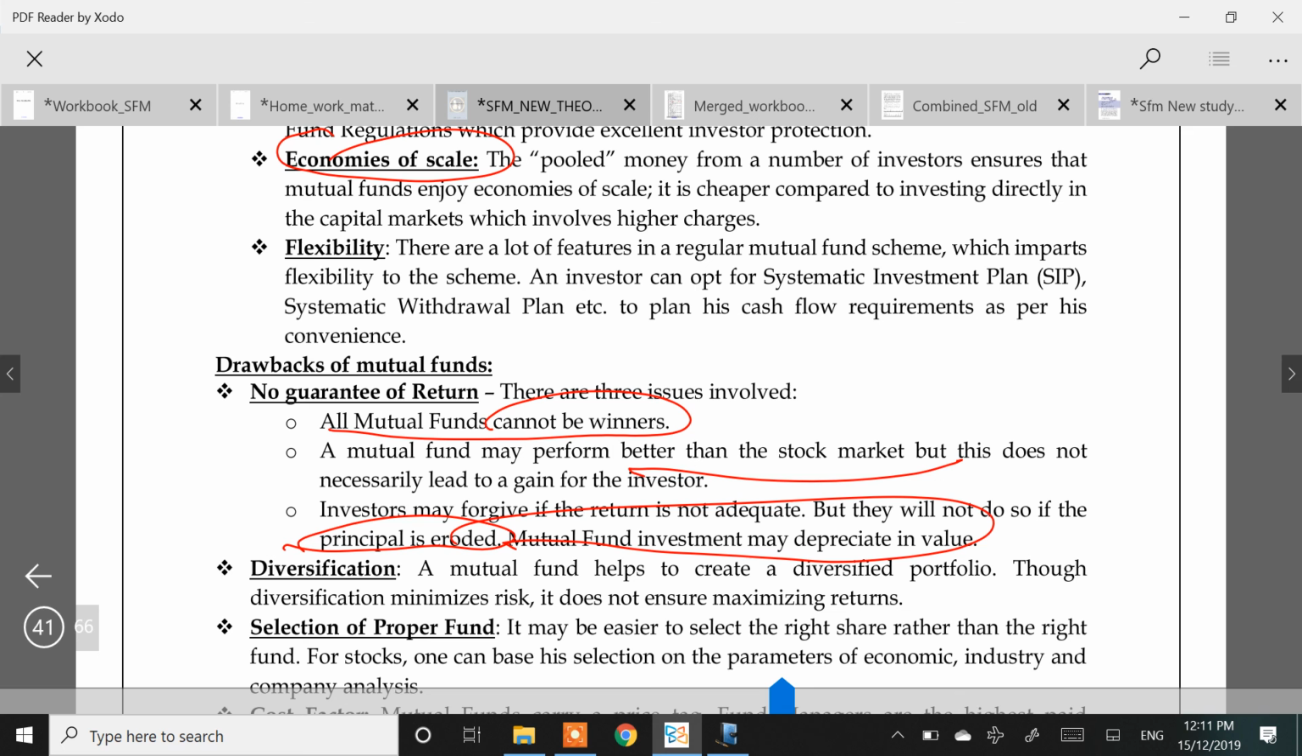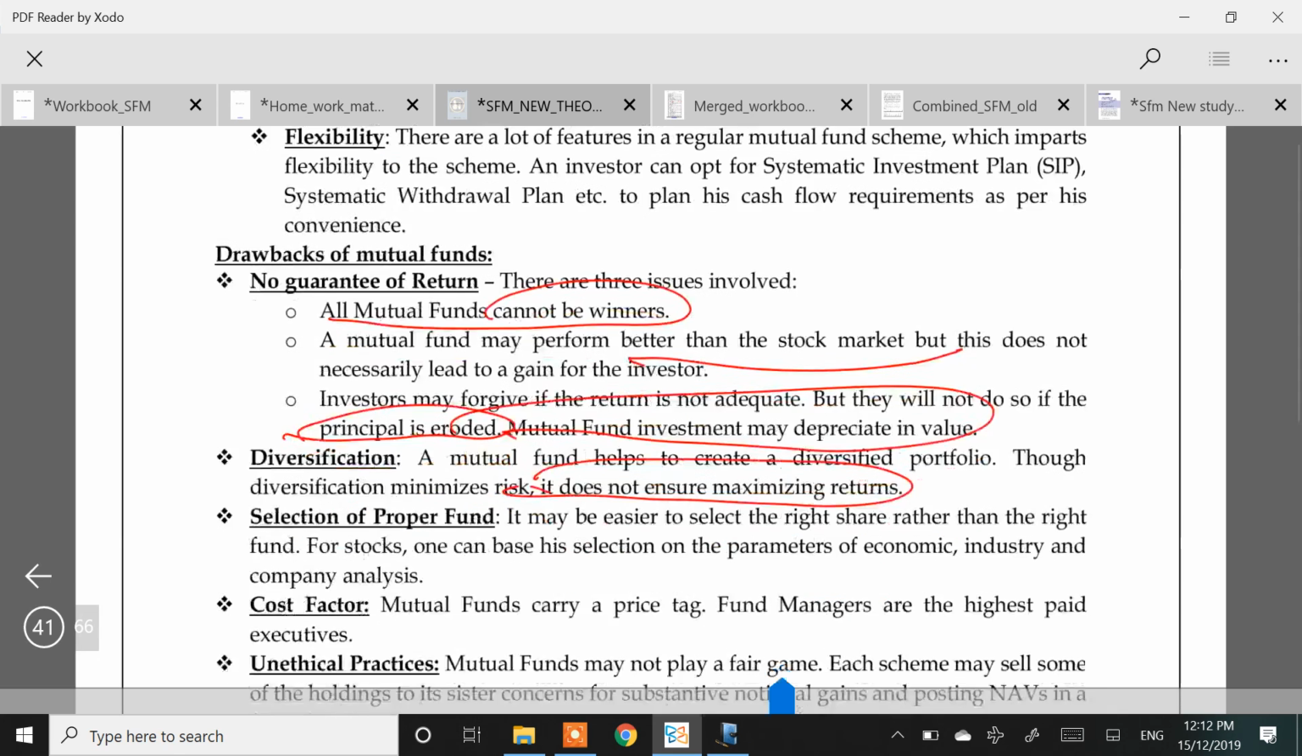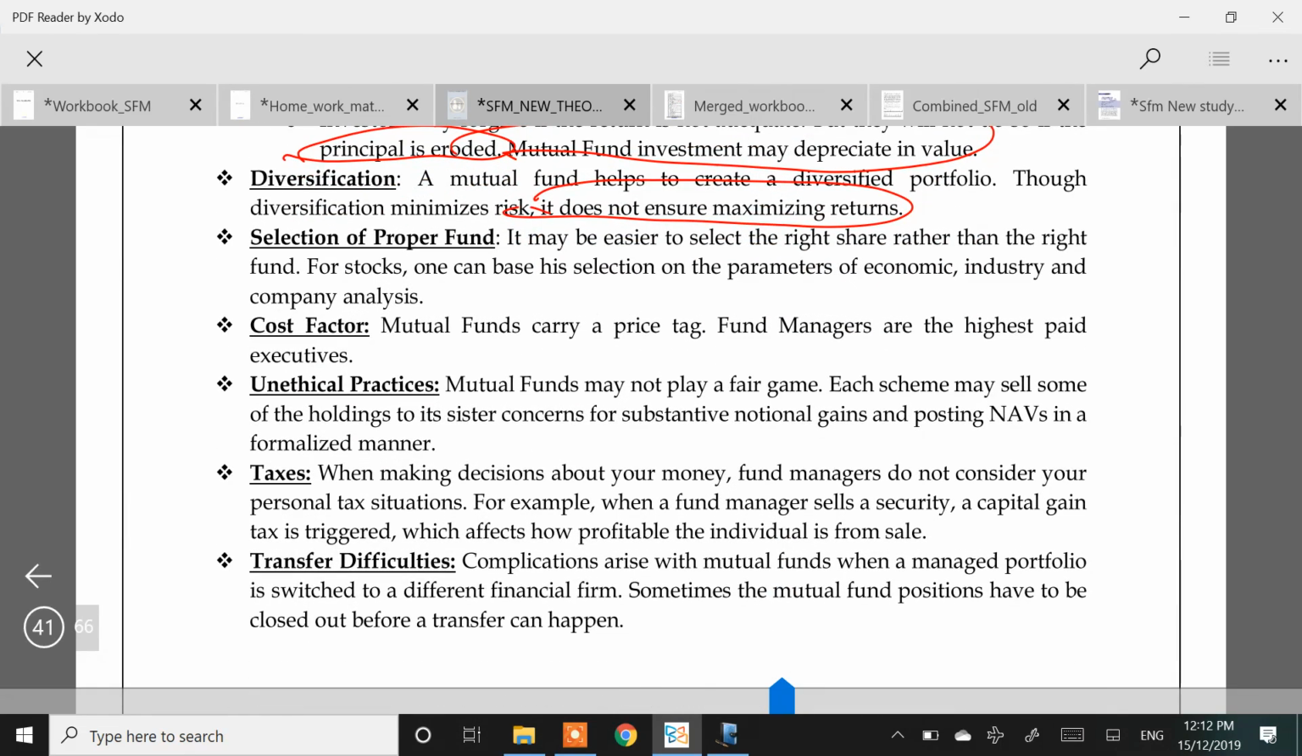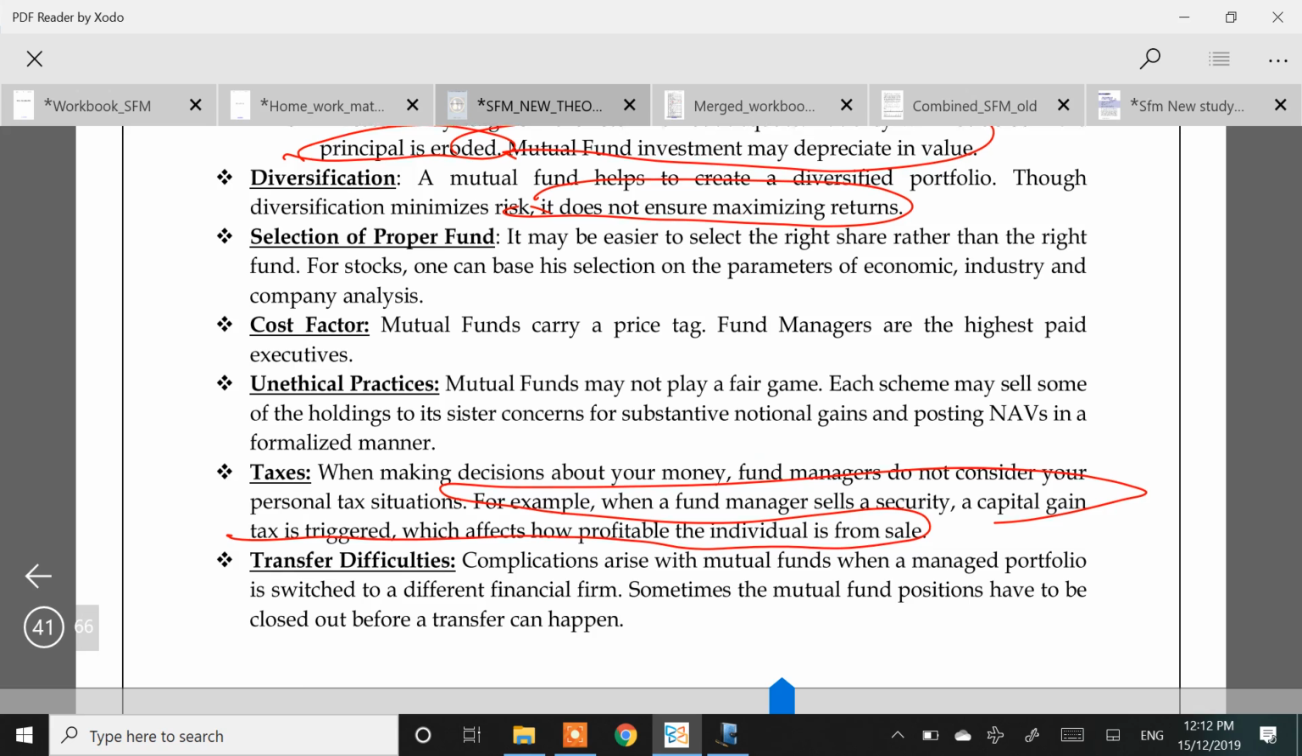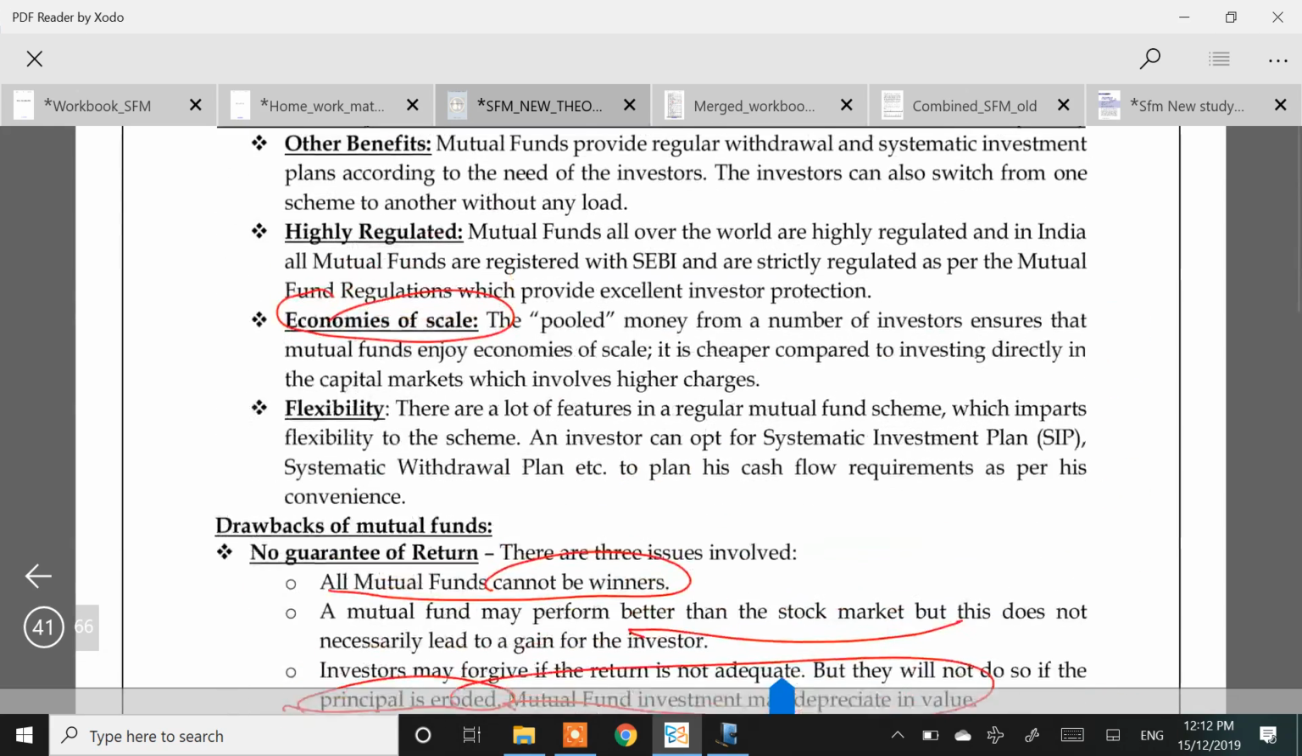So all mutual funds are not going to be winners. Mutual funds may perform better than the stock market, but this does not mean there is going to be a gain. Diversification is good because it minimizes risk, but it will not help in maximizing the returns. Also, it can become difficult for people to select a proper fund. There are also cost factors and unethical practices. In fact, taxation issues have also started coming in. There is capital gain taxation for mutual funds, and now individual investors are also required to pay tax with the change in the taxation structure.